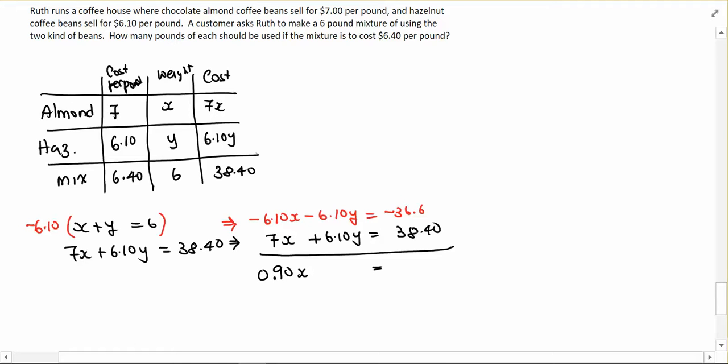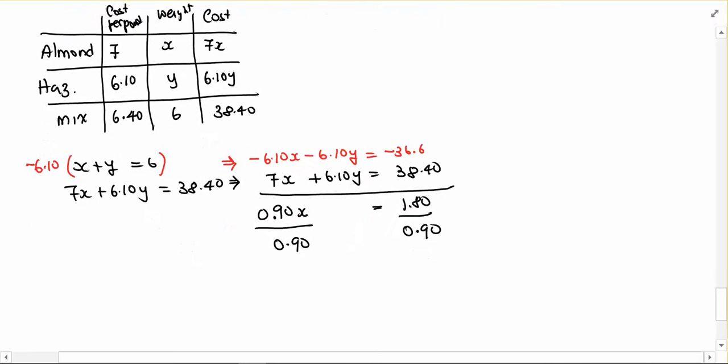38.40 minus 36.60. Getting fat fingered over here. 38.40 minus 36.60 is 1.80. If I divide by 0.9, I get x as 2.